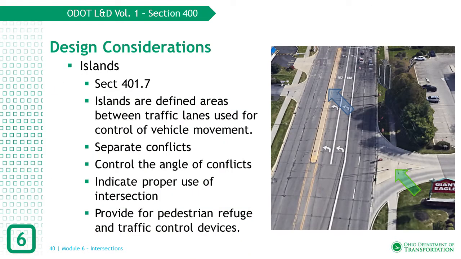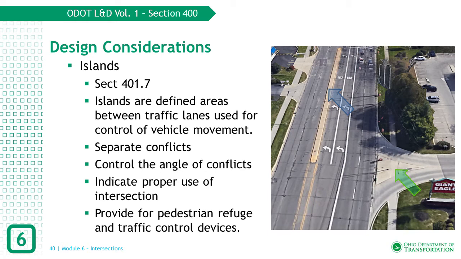Islands serve 3 primary functions. 1, to control and direct traffic movement. 2, to divide opposing or same direction traffic streams. And 3, to provide refuge for pedestrians. Most islands combine functions. This image shows multiple examples of common island types.